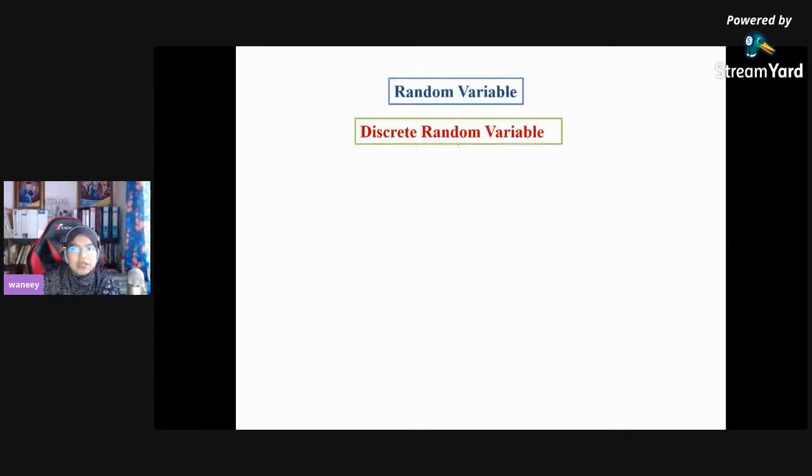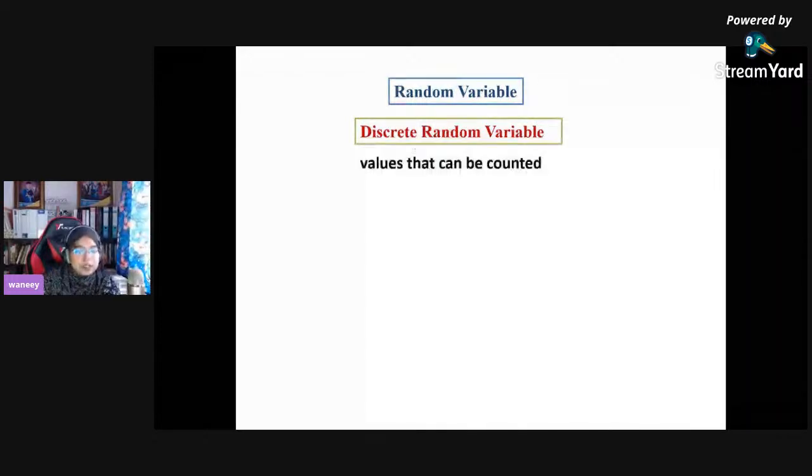Okay, so next. Random variable, we can have two types of random variable. We can have a discrete random variable, or we can have a continuous random variable. Basically, today is all about discrete random variable. Okay, so for a discrete random variable, the values can be counted.